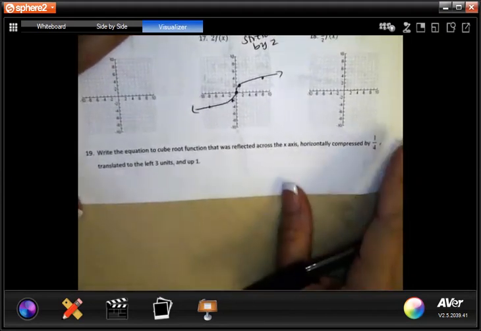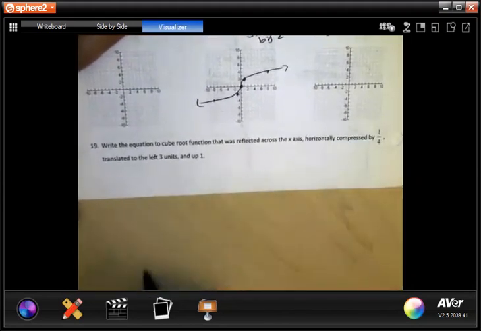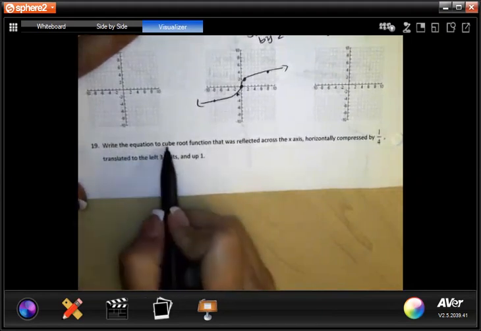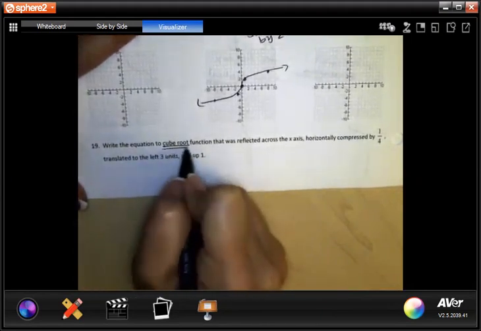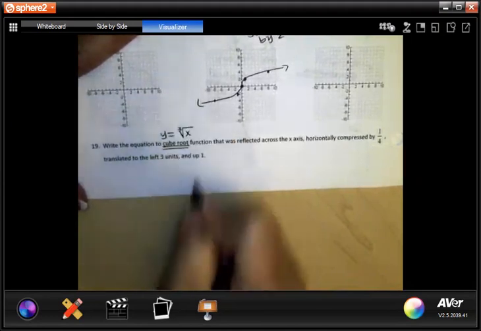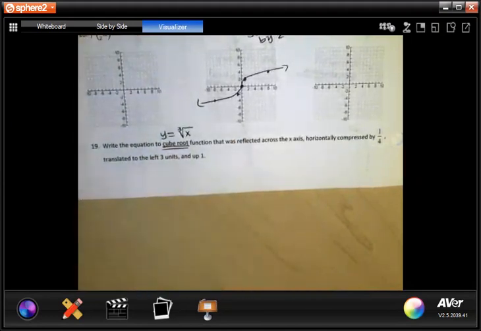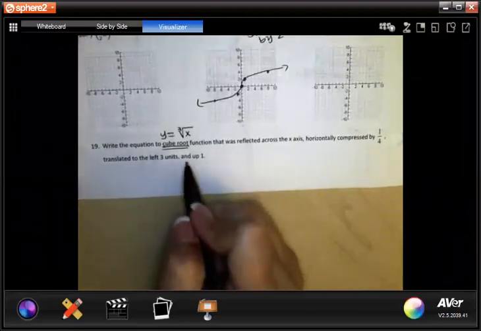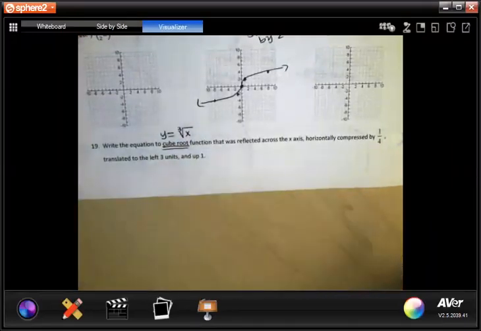You're definitely going to have this on the quiz and test, so it's important that you can do that. It says write the equation of a cube root. This right here is telling me what is the parent function. So I know that the operation is going to be the cube root of x. That's why they give you that piece of information. If it said the cube, then we would do x cubed to start with.